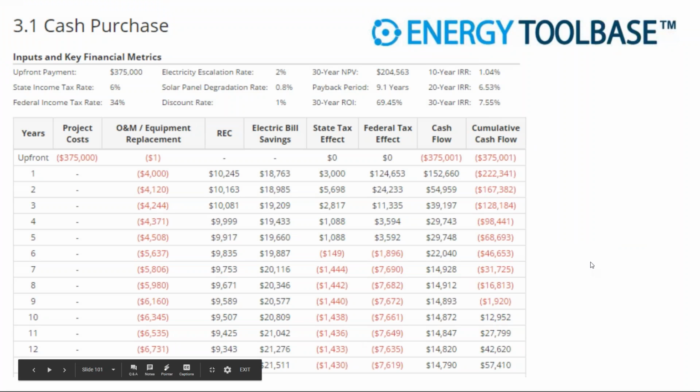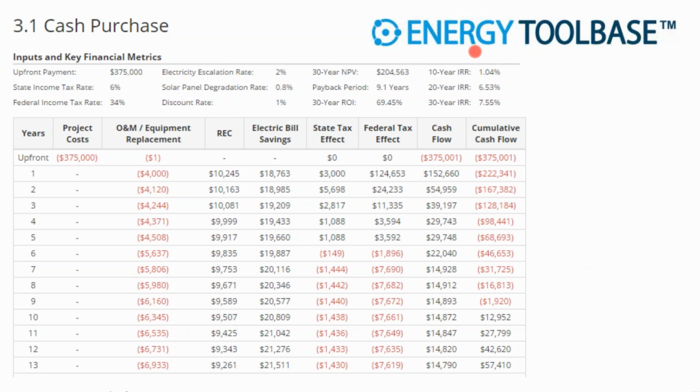So, this is Energy Toolbase. It'll model internal rate of returns, simple payback, return on investment, net present value, taking into account things like degradation rates, electricity escalators, discount factors on your capital, doing a true post-tax flow analysis. And I think this post-tax flow analysis is where solar installers doing their own economic modeling really mess up.